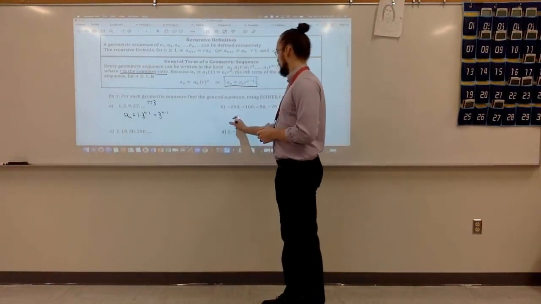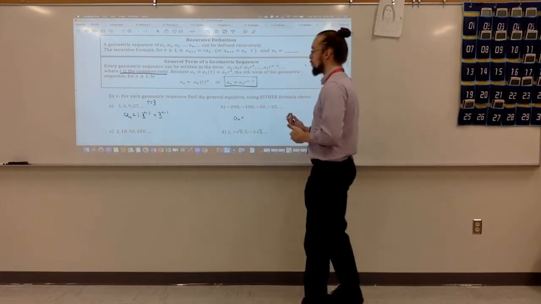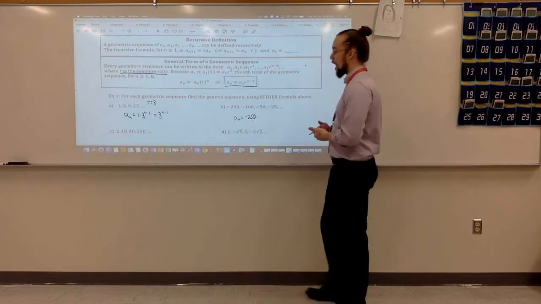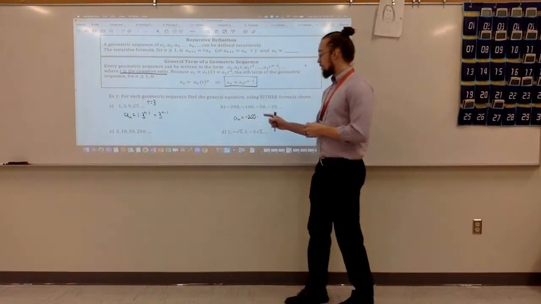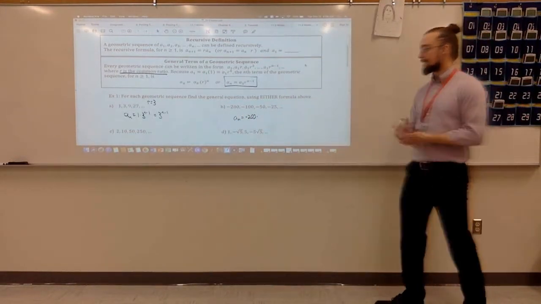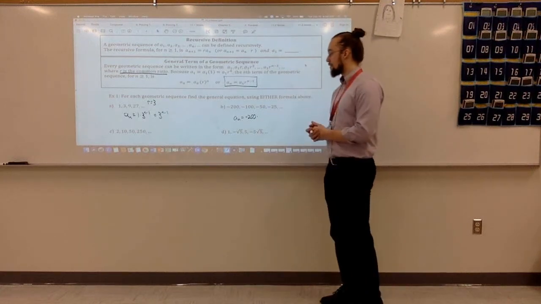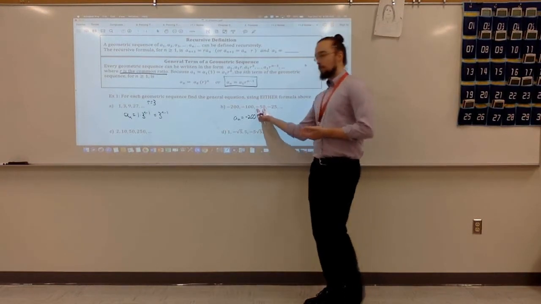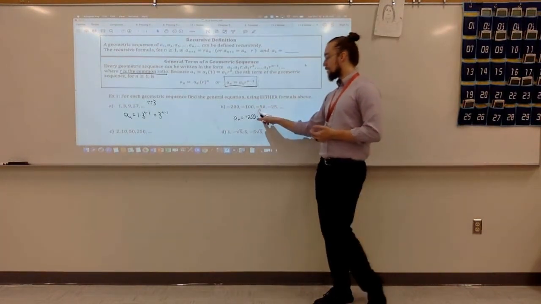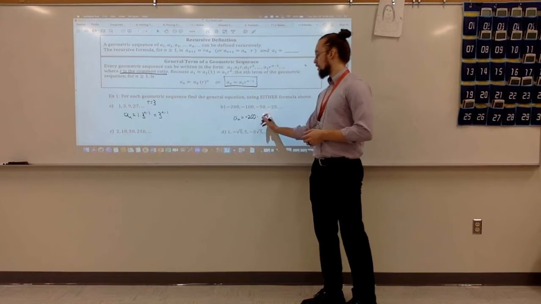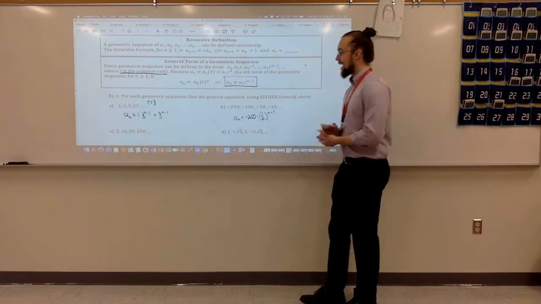Same thing here. We can say a sub n equals the first term, which goes first, negative 200, times the common ratio. Again, this one is almost obvious: we can see that we're cutting these terms in half each time. But if you don't see that right off the bat, just take a term and divide by the term before it. So negative 25 divided by negative 50 would be positive 1/2. Negative 50 divided by negative 100 would be positive 1/2. So we'll write that as 1/2 to the n minus 1 power.